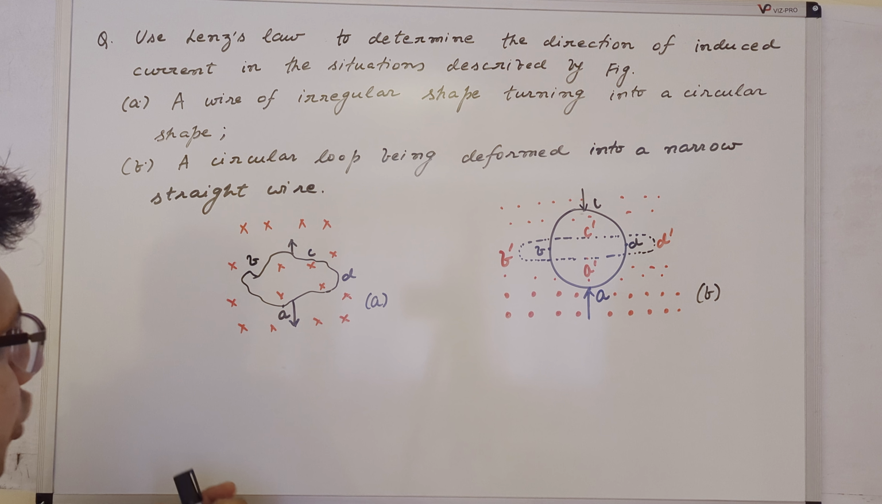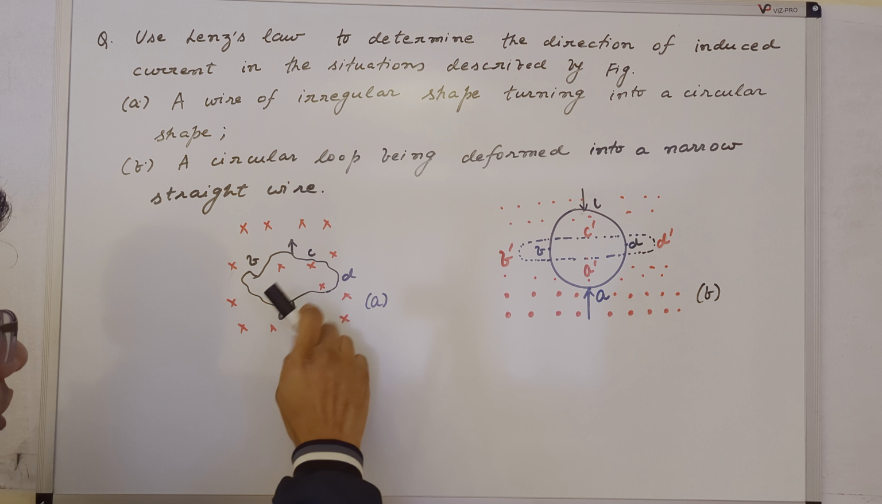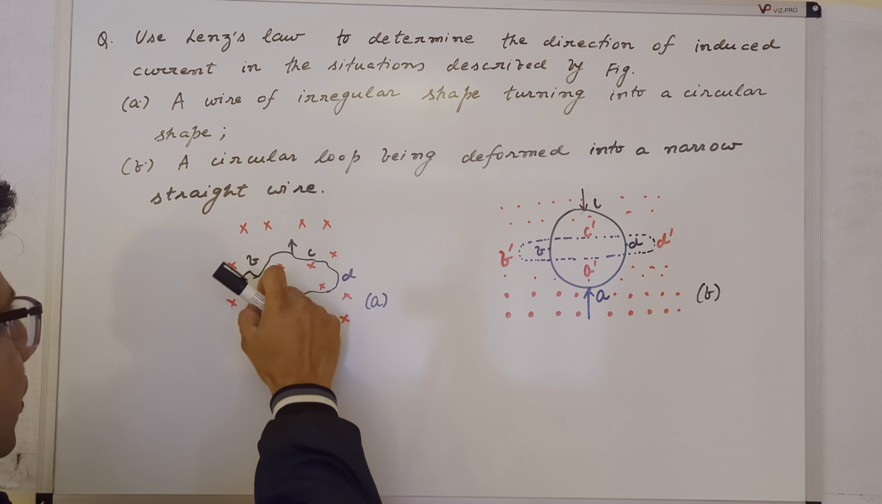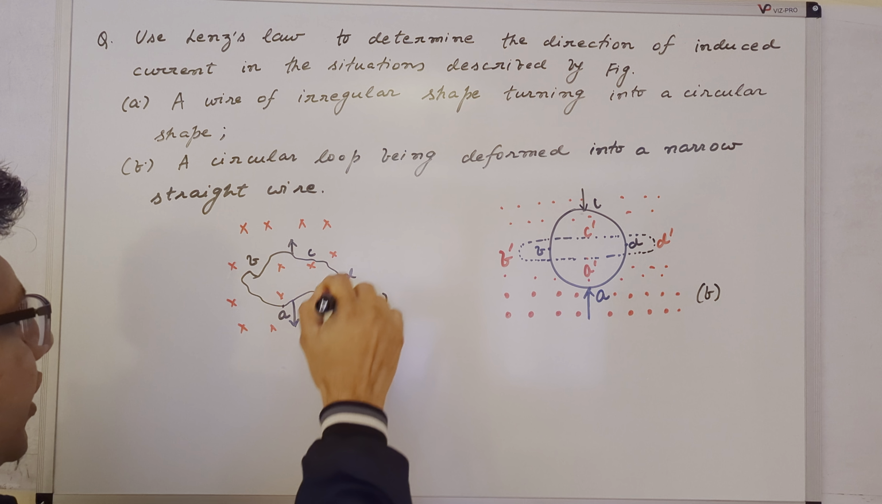Now, if you see the situation, this irregular section is creating some area. It has some area. Now, as you have seen in this figure, there are cross signs. It means that the direction of the magnetic field is into the plane of the board. So this is the direction of the magnetic field, into the plane of the board.